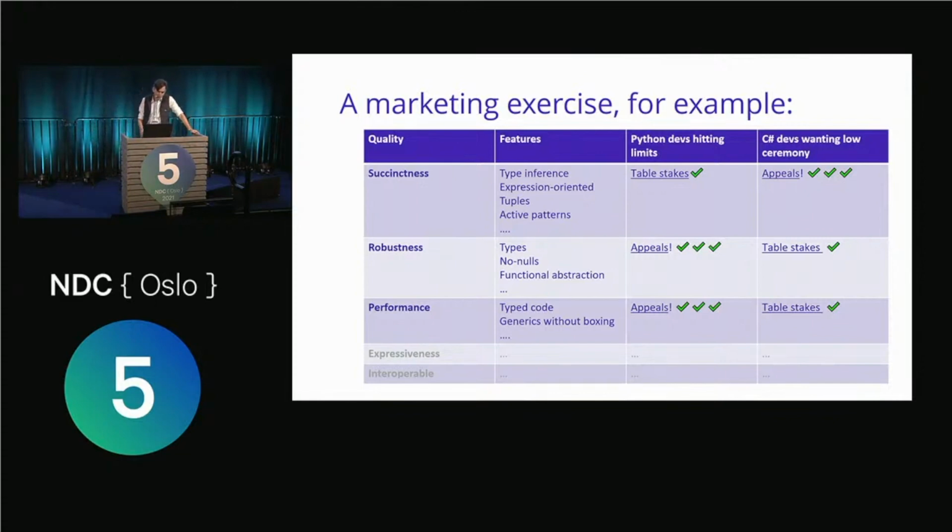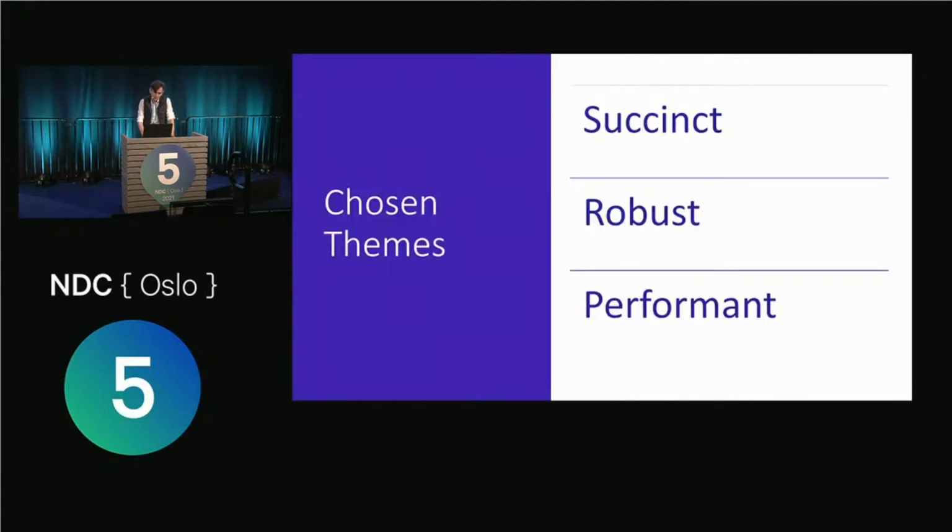And so there are some things we didn't include in the top three. We don't say, for instance, expressiveness or interoperability. They're great qualities of F#, and you should always have them in mind in talking about F#. But limiting to three is a good thing. And so we chose these three themes: succinct, robust, and performant.